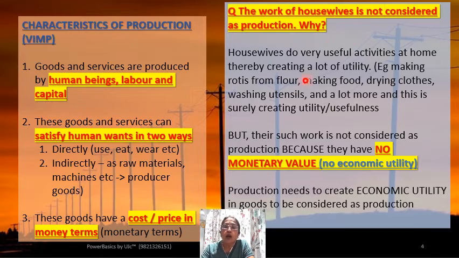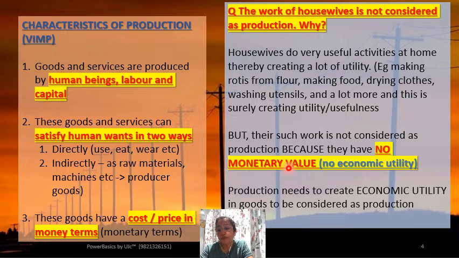Why? Housewives, like your mothers, value what they do, very useful activities at home, thereby creating a lot of value. Their work has a lot of value and usefulness. Making rotis from flour, making food, drying clothes, washing vessels, ironing the clothes, making the beds, managing the maids, and this is surely creating utility or usefulness. But this work is not considered production.